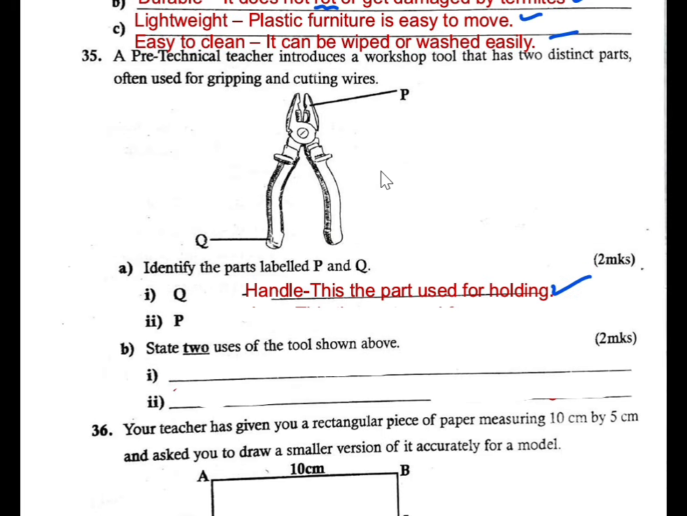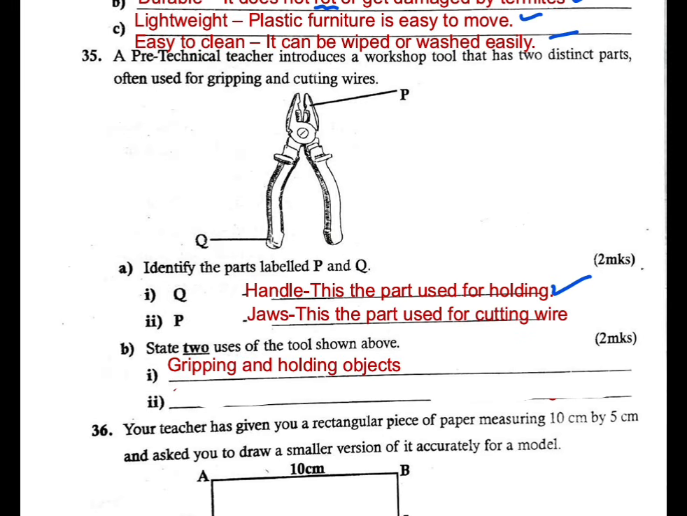This is the part used for holding, so when using this tool. And then P is called the jaw. So this is the jaw. Hapa ndio tunatumia kukata or maybe to bend. So P is known as the jaws. This is the part used for cutting wire. So na tuna name those 2 parts, we score those 2 marks.